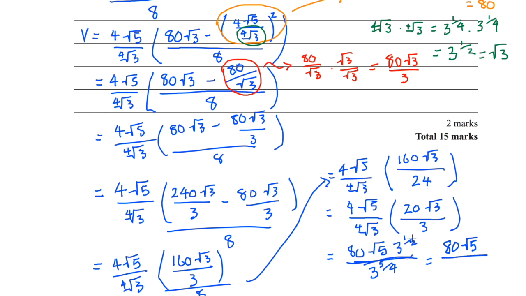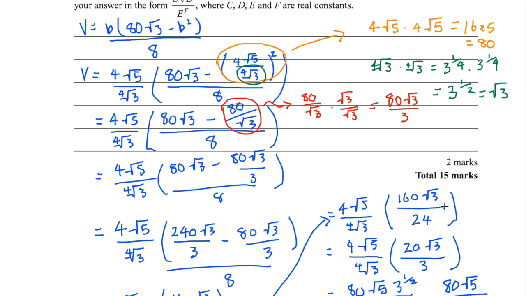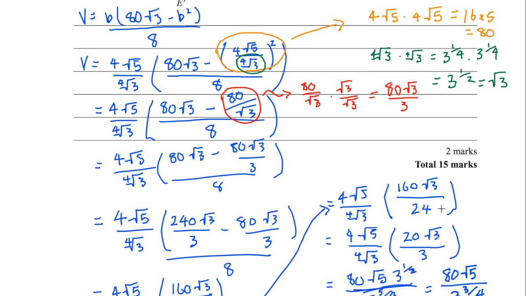Remember, if we're dividing the same base with different powers, we subtract the powers. So it's a half minus 5 on 4. A half with 4 as a denominator is 2/4. So it's 2 minus 5, which is minus 3 on 4. Since it's minus, it's in the denominator, but it's positive, so it's 3 to the power of 3/4. And there you go. You get your values: C is 80, D is 5, E is 3, and F is 3/4.